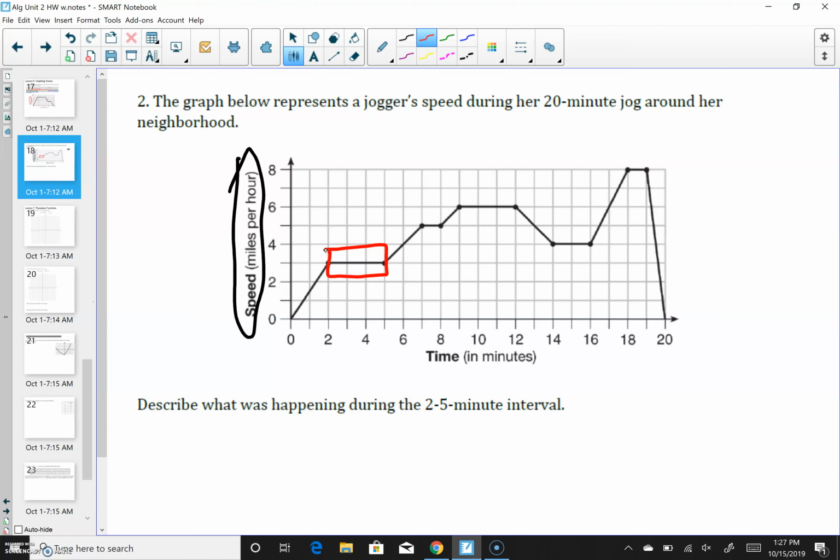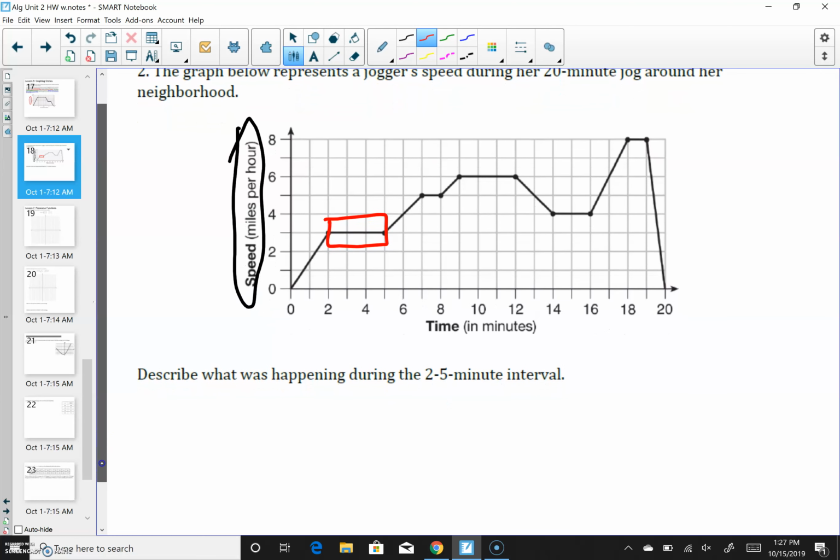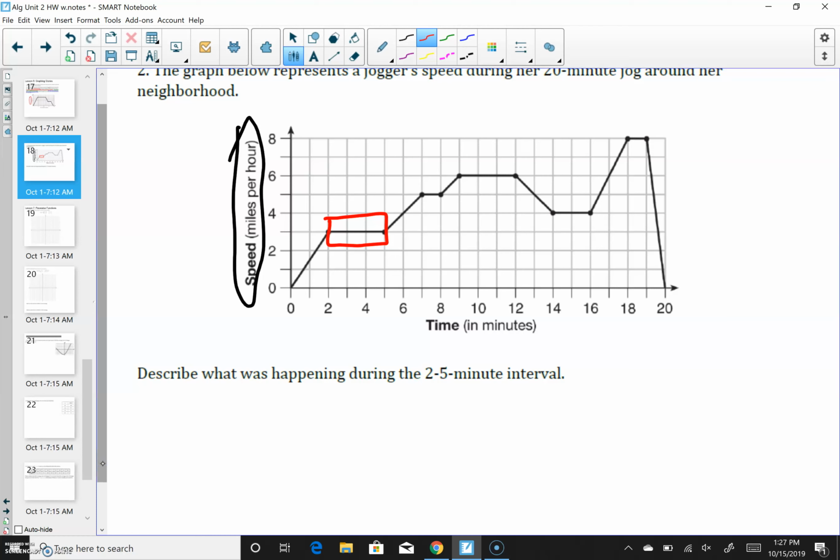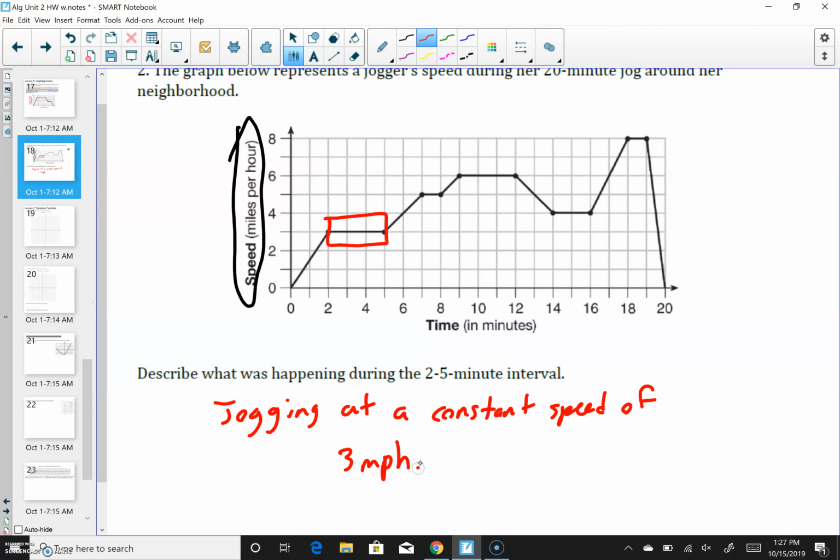Since her speed is staying exactly the same, a lot of the times people get confused and say, well, she's not going anywhere, she's stopped. But that would be a distance graph. If they were talking about how far she was away from home, then yeah, that would imply that she stopped. But because it's speed, it's showing that she is jogging at a constant speed of 3 miles per hour. So that's why it's really important that we identify what each of the axes is so we can answer these questions correctly.